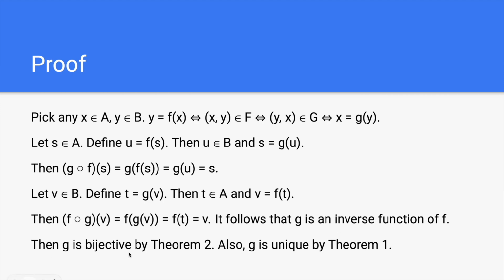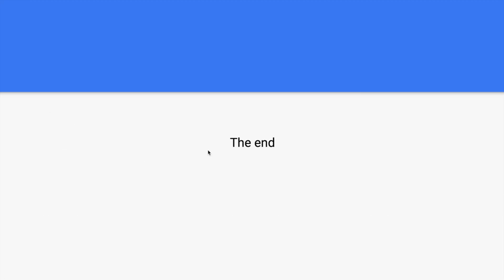Then g is bijective by Theorem 2. Also, g is unique by Theorem 1. So the proof is complete. This is the end of the presentation.